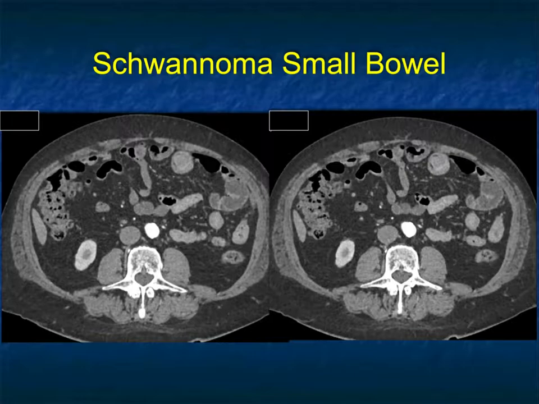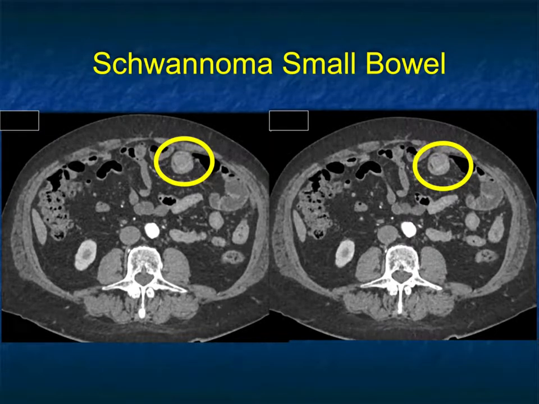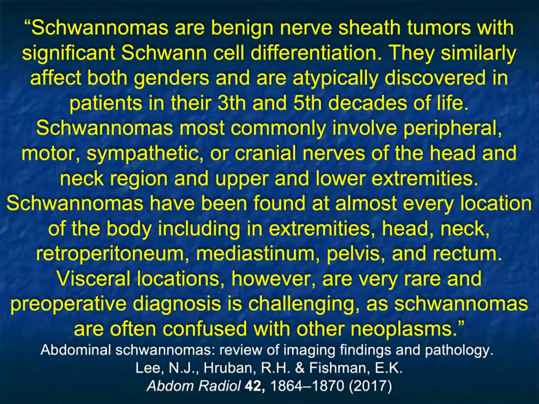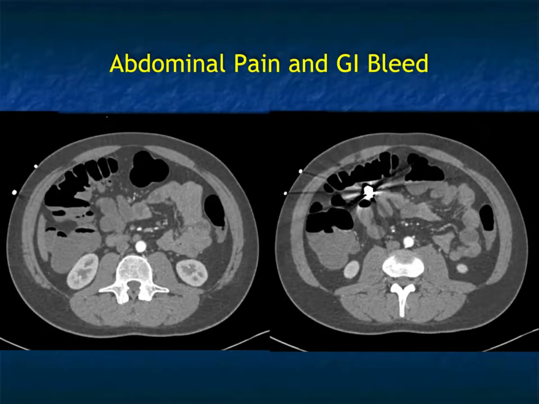When you think about tumors, these small tumors can easily have been just tumors. There's no doubt about it. But again, the most important thing for you is to find the lesion, because the lesion will then be resected. We once wrote an article about schwannomas. They're benign tumors, but they can occur in the small bowel. And it is very challenging, as the article says at the bottom. Visceral locations, however, are rare, and preoperative diagnosis is challenging, as schwannomas are often confused with other neoplasms.